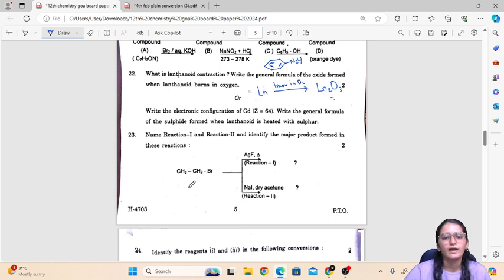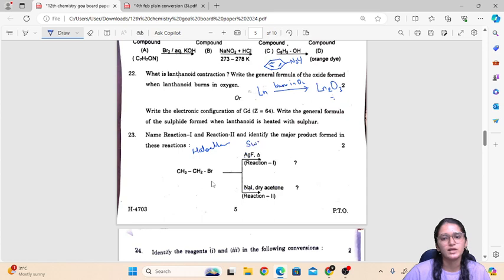So here we are having CH3CH2Br, that is ethyl bromide. By looking at this, we come to know that the reaction is from the haloalkanes and haloarenes chapter. In the first reaction AgF is used, and in the second reaction sodium iodide and dry acetone are used. AgF we particularly use for the Swarts reaction.